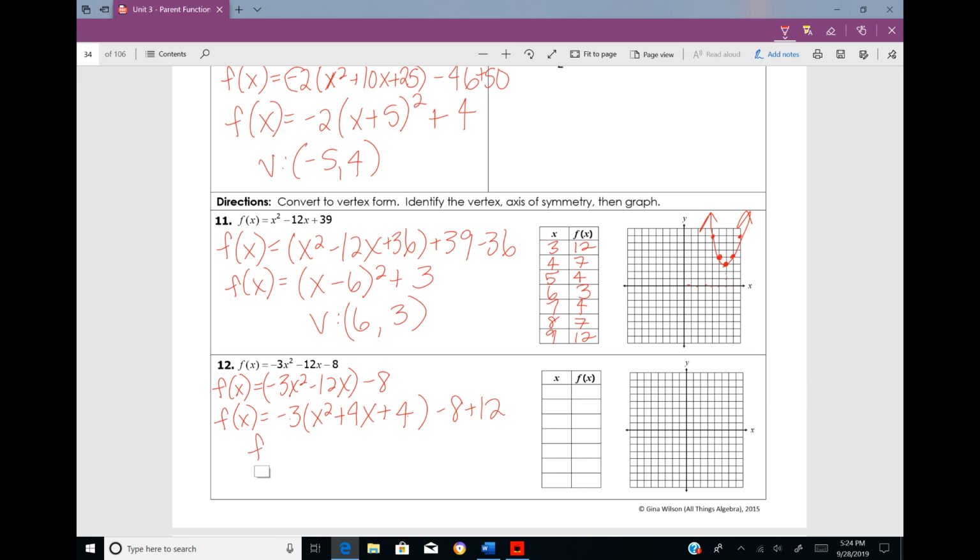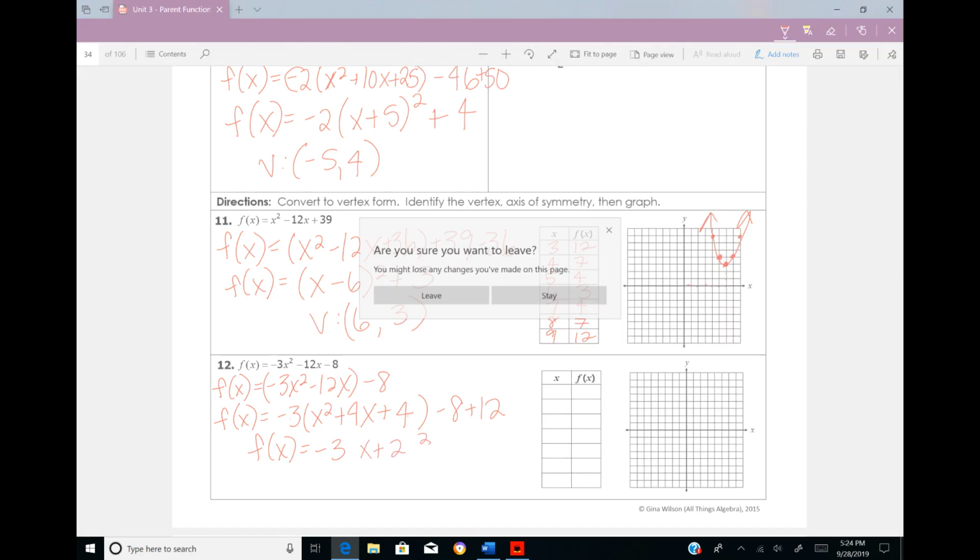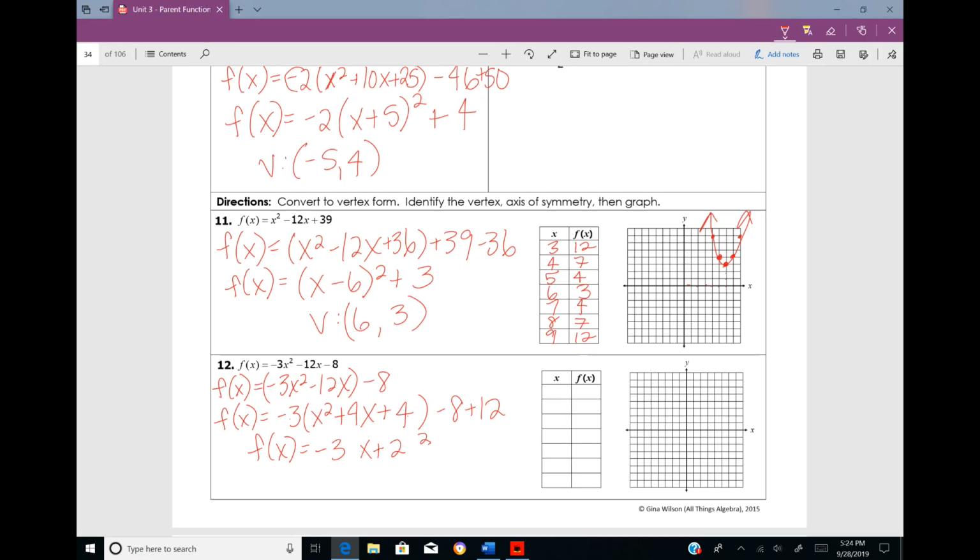Then we can factor this. So it becomes negative 3 times x plus 2 squared plus 4. So our vertex is at the point negative 2, 4. So we're going to make that our middle value, and then we'll pick values on either side.